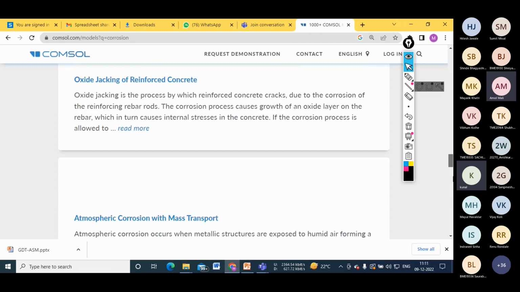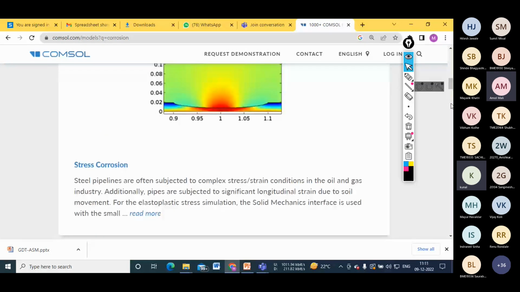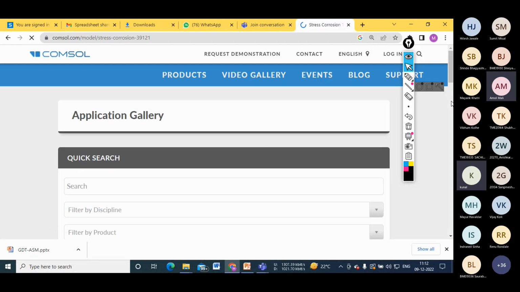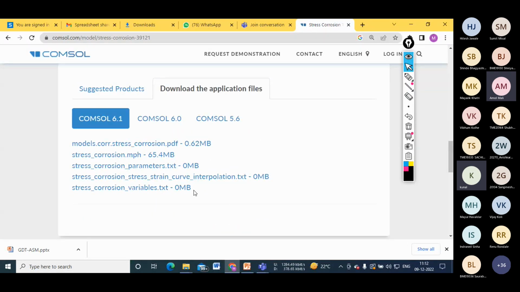Okay, how to solve the problem. We'll see later how to download this tutorial and how to use that. For example, I will click on stress corrosion and here you will get a direct module of this problem. Download the application. Here you will get the PDF and various text data. For example, if you want to give input to your problem, you can give it from here, the stress corrosion parameters. That also you can give directly to your problem. How to give it, we will see in today's lecture.